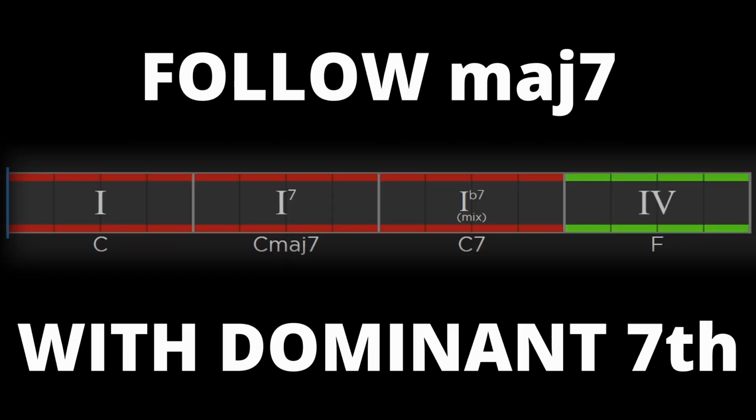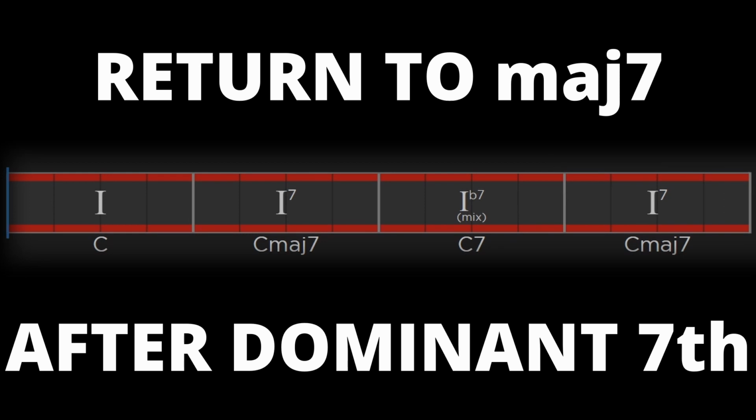Starting on chord 1, the most common chord to follow would be 4, but we could also use 2 or 6 as they have the correct note for the semitone descent. We can also return to the major 7th after the dominant 7th.